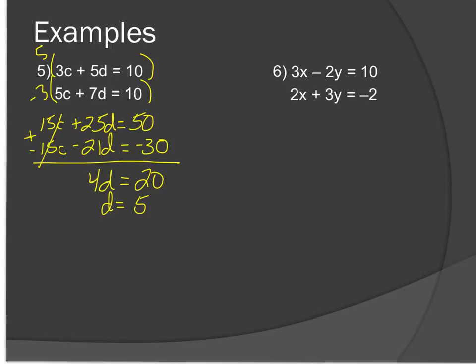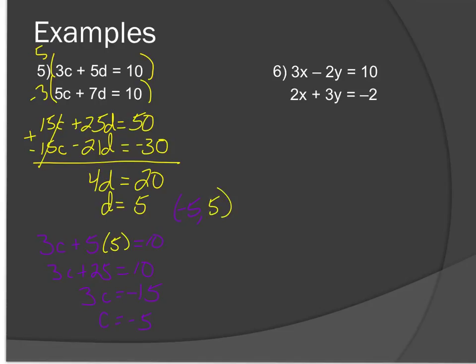So then let's look at, we'll use our first one. So substituting 5 in for D, we have 3C plus 5 times 5 equals 10. So 3C plus 25 equals 10. Subtract 25. 3C equals negative 15. So C equals negative 5. And when we list our ordered pair, do so alphabetically. So it'll be negative 5, comma, positive 5.